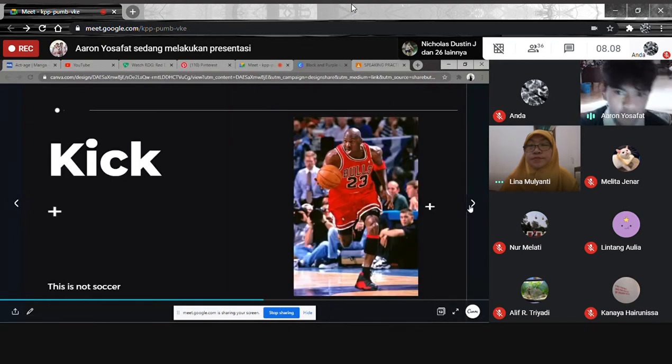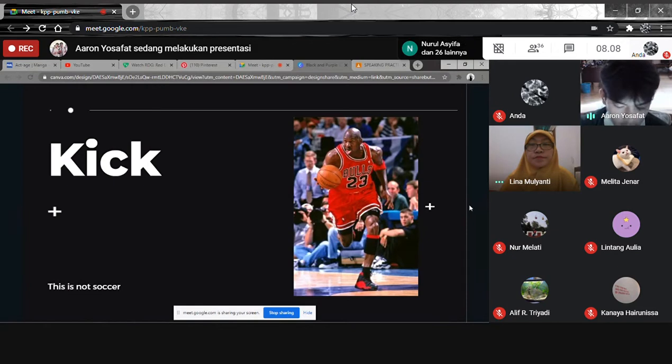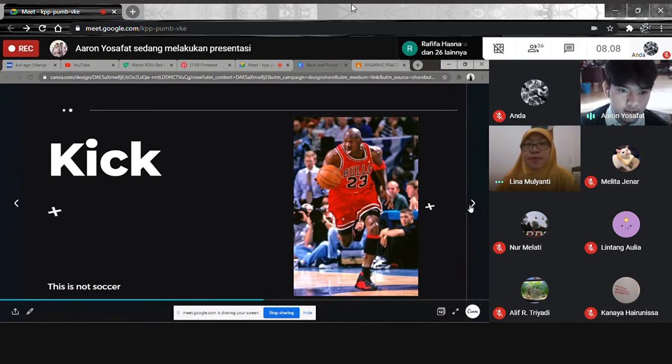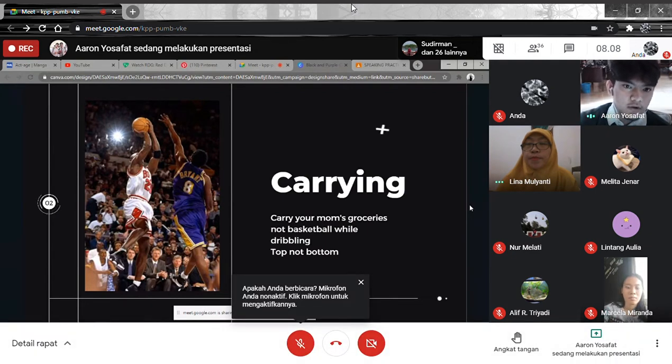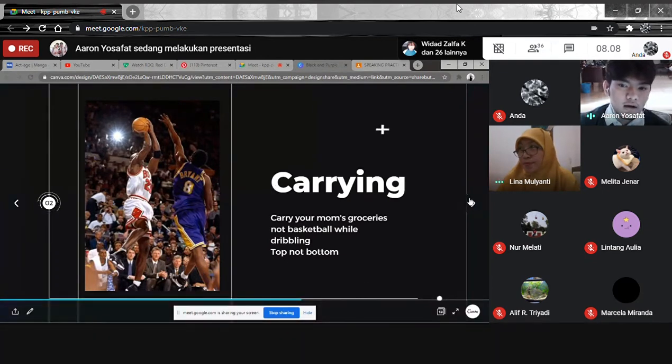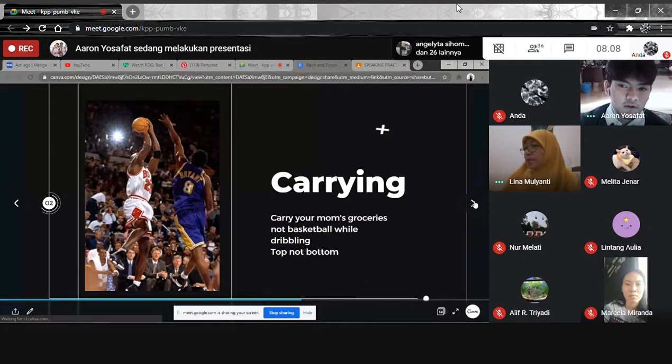Then the next, kick. We know that basketball is a sport using hands, not feet, so you can't kick the ball, because it's not soccer. Then carrying. What is carrying? Carrying means you are dribbling the ball not from the top, but from the bottom. It's like you are carrying your mom's groceries. You carry it from the bottom, not from the top. So there is no dribbling from the bottom. Okay.